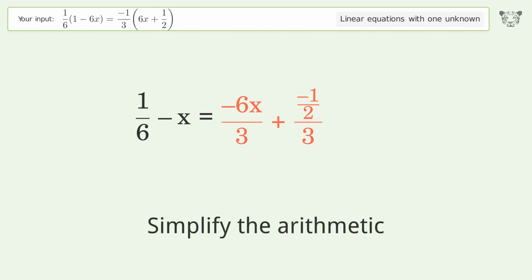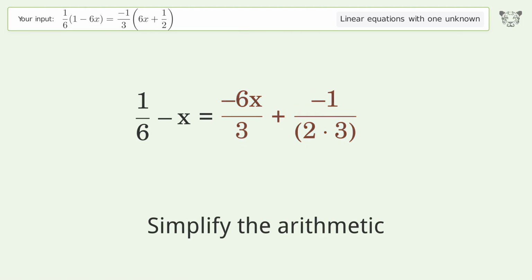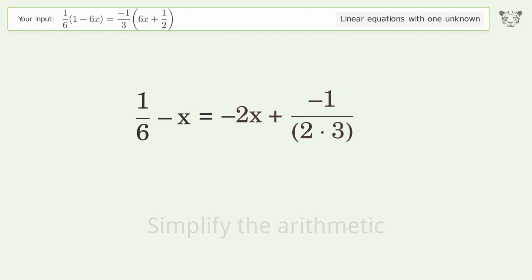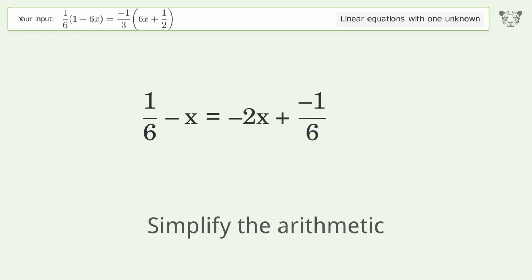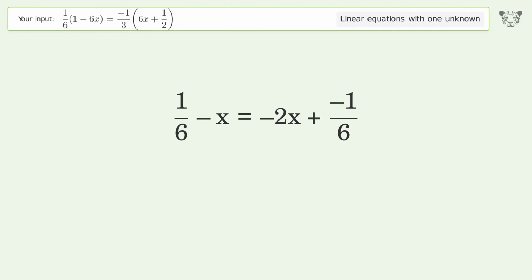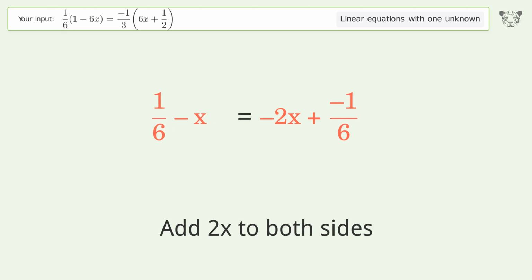Simplify the arithmetic. Simplify the fraction. Simplify the arithmetic. Group all x terms on the left side of the equation. Add 2x to both sides.